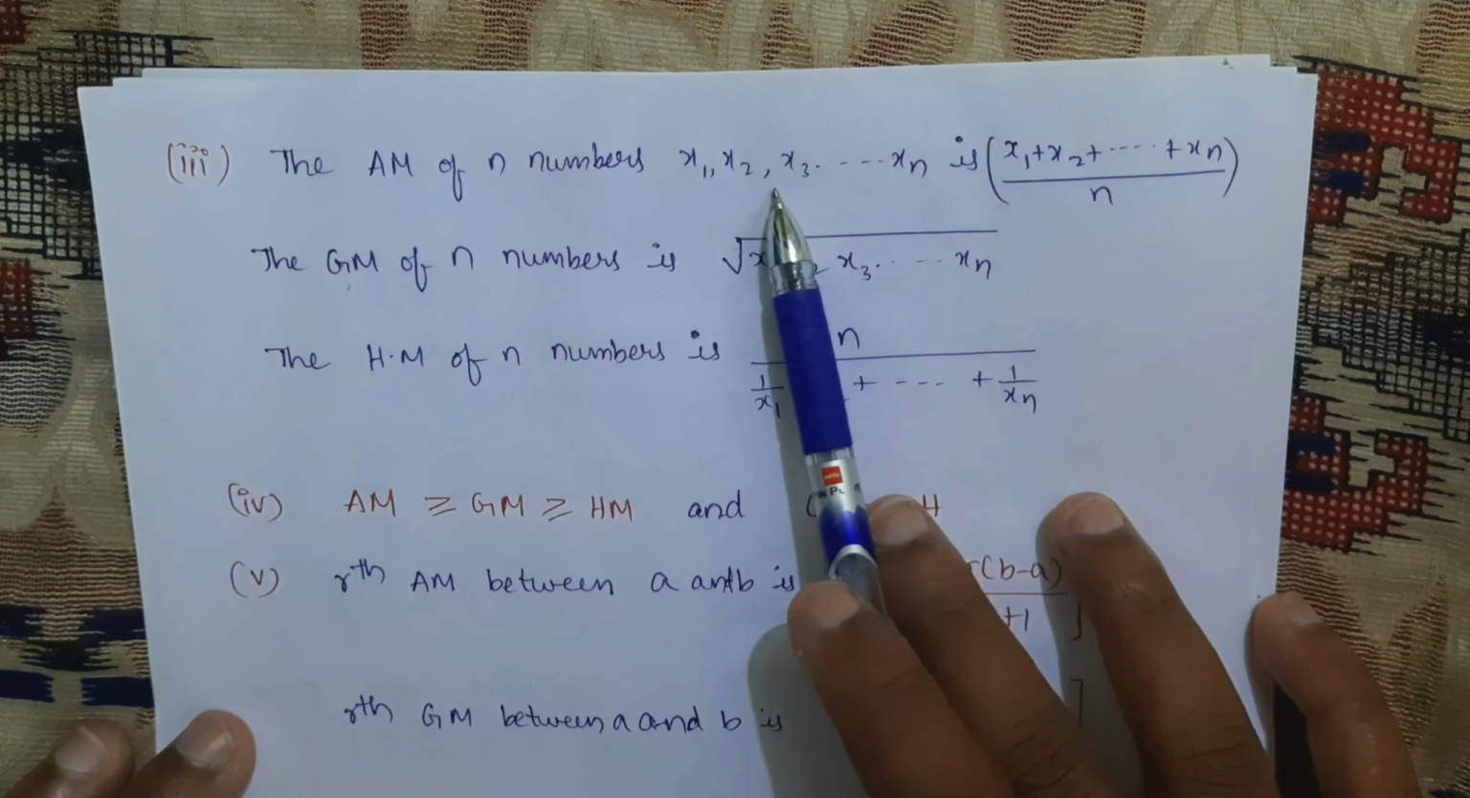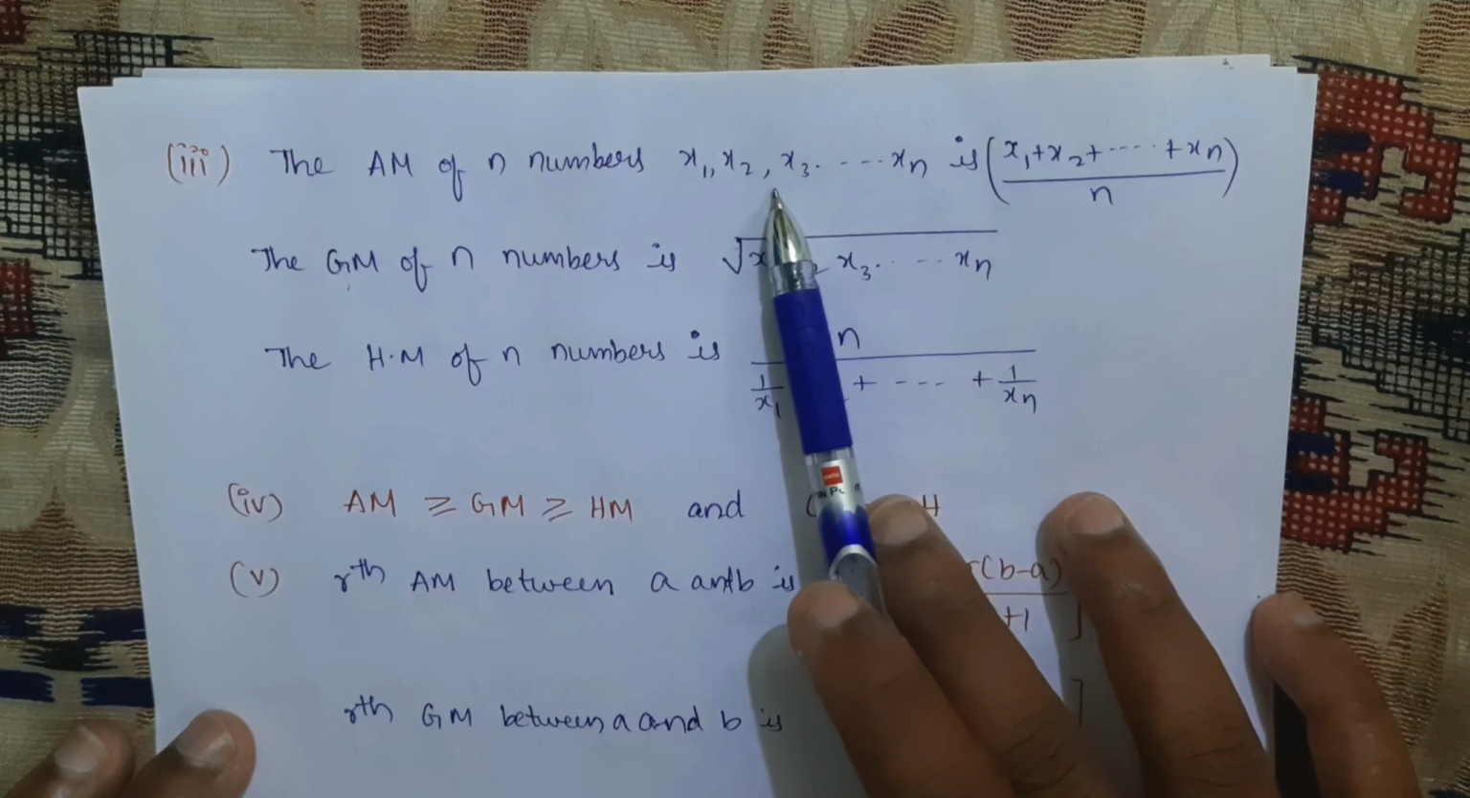Similarly, the geometric mean of n numbers is the nth root of the product of all those numbers. Here, the harmonic mean of n numbers is n divided by the sum of the reciprocals, like 1 by X1 plus 1 by X2 plus 1 by X3, and so on, plus 1 by Xn. By using the difference between AP, GP and HP, you can remember these also. This one is similar to a series in AP, this is in GP, and this is in harmonic progression.